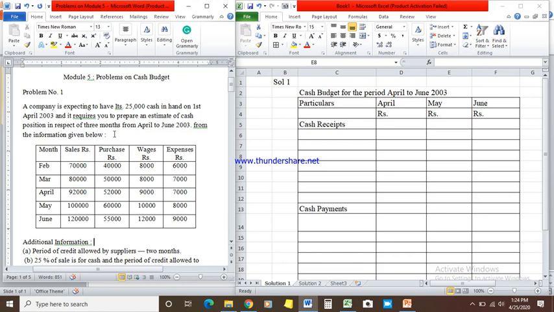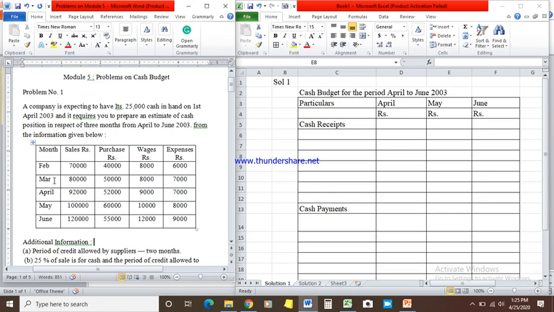If you look into this first problem, let's read it and we'll understand how we are supposed to prepare it. A company is expecting to have rupees 25,000 cash in hand on 1st April 2003, and it requires you to prepare an estimate of cash position in respect of 3 months from April to June from the information given below. So we are given the details from February, March, April, May and June, but we are supposed to prepare the cash budget from April to June.